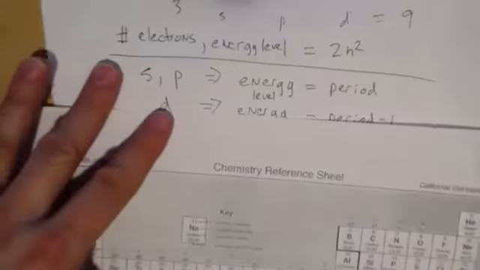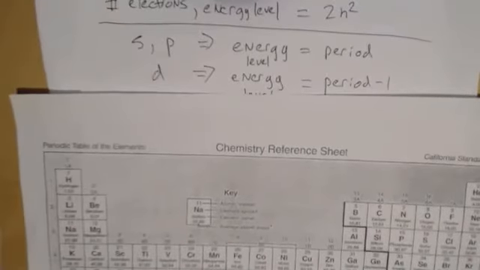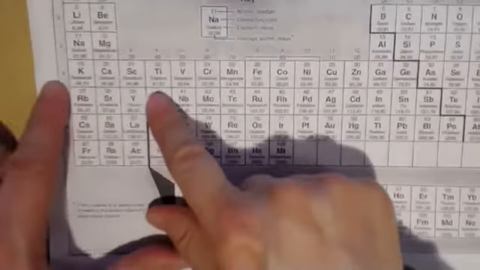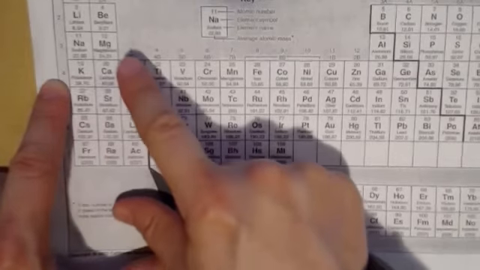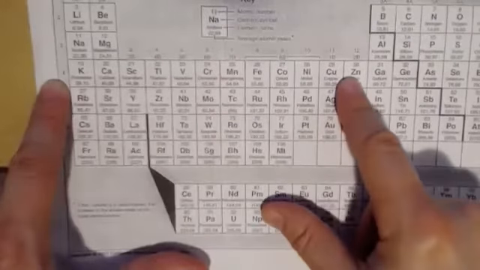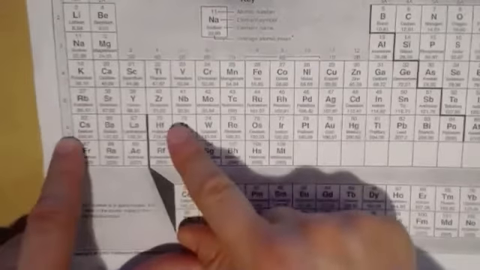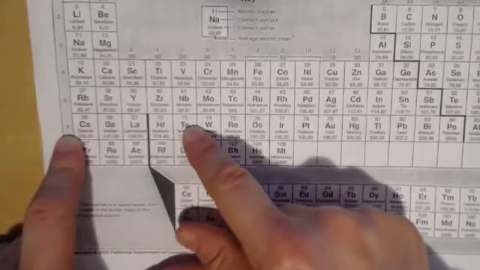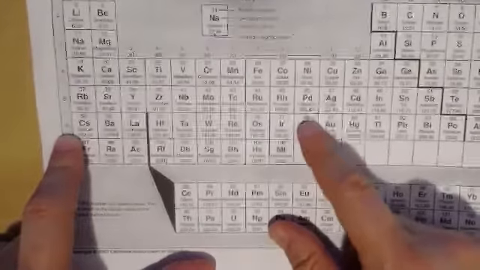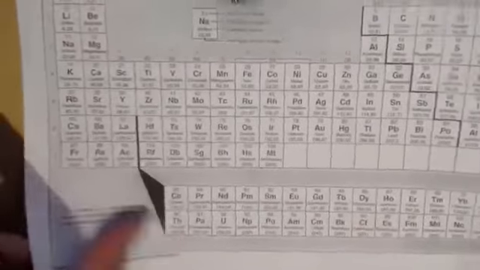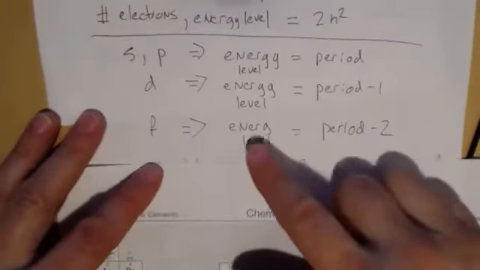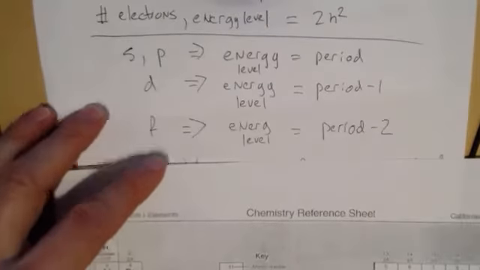For the D, the energy level is equal to the period minus 1. So in the 4th period, this is the 3d, right? We go 4s1, 4s2, 3d1, 2, 3, 4, up to 3d10 at zinc. If we went down to the 6th period, this would be the 5d, right? So platinum would be expected to be 5d8, mercury would be 5d10, and so on. When we go to the F, the energy level is equal to the period minus 2.